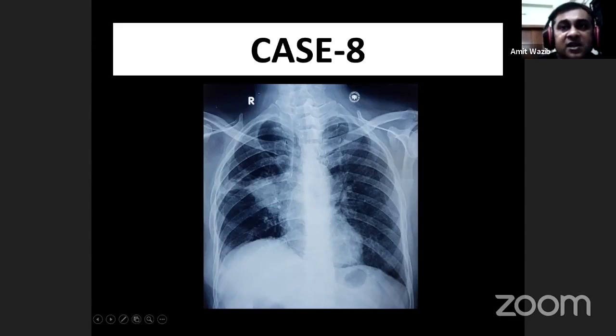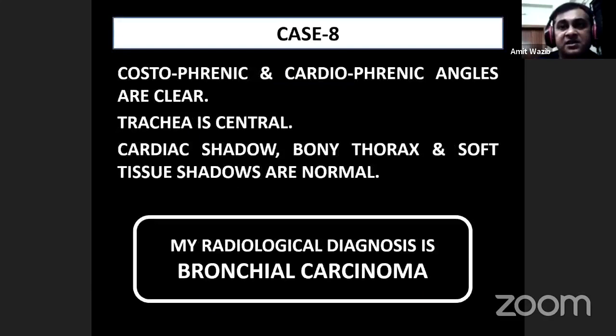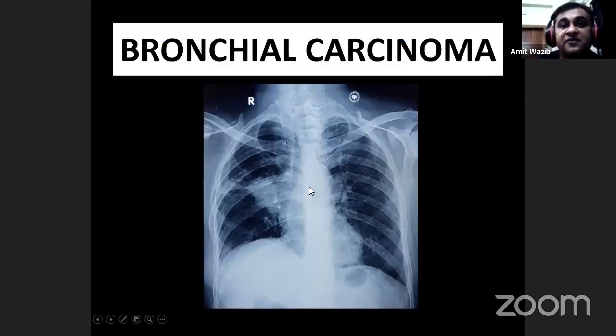So this is also a case of bronchial carcinoma. You have to explain why the hemidiaphragm is raised here. You will be asked why. So the answer will be this is possibly due to invasion of the right phrenic nerve and paralysis of the right hemidiaphragm. This bronchial carcinoma has invaded the right phrenic nerve, and because of the damage to the right phrenic nerve which supplies the right hemidiaphragm, it is paralyzed, so it is high up.